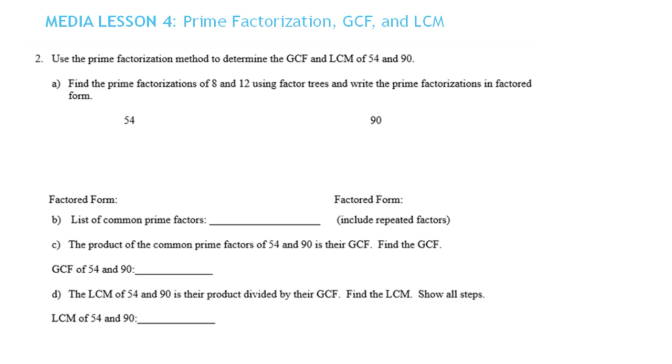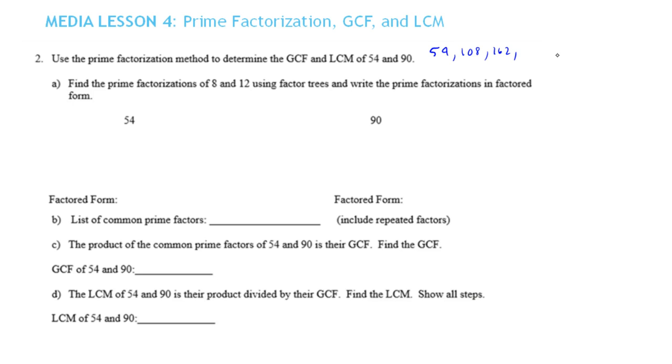So now let's do this for a problem that you'd really want to use this method for. Use the prime factorization method to determine the GCF and LCM of 54 and 90. So imagine listing these multiples. We'd have 54, 108, adding 54 would be 162. I mean, this would not be fun. 90 isn't as bad, but we'd have to keep listing them till they match up, and this could take a while. So for numbers like these, we'd really want to use this method.